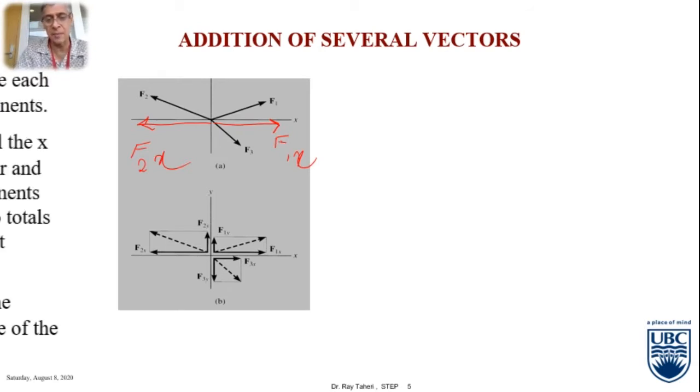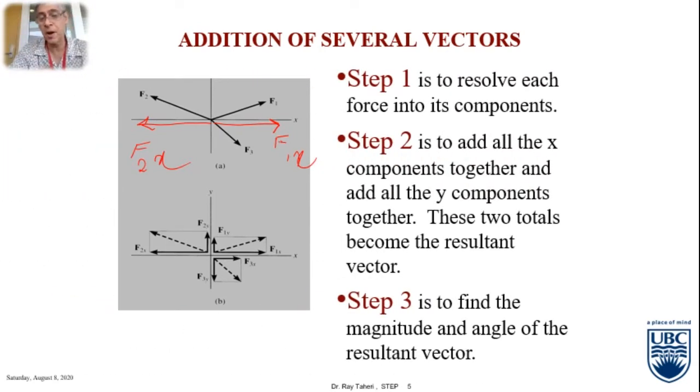When you add them, you have to go step by step. First of all, you find the resultant of each component, all the x's and all the y's, and then you find the final x and final y. We know that the magnitude of that final vector is the square root of the sum of the square of the x component plus the square of the y component.